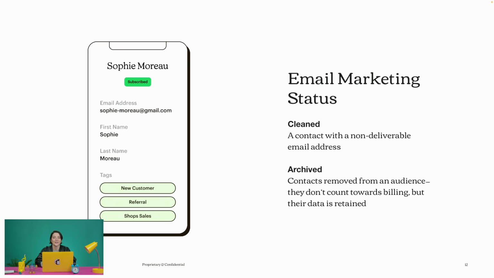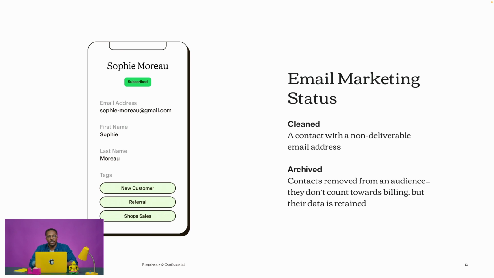And the last type, archived contacts, are the ones removed from your audience. These could be people who haven't interacted with your emails in a long time. Archived contacts don't count towards billing, but their data is retained in your account. Instead of deleting them, you may want to keep these contacts archived in order to see an overview of their data. So what do these statuses mean in terms of sending campaigns? When it comes to email marketing, you're only able to email subscribed contacts in your audience.